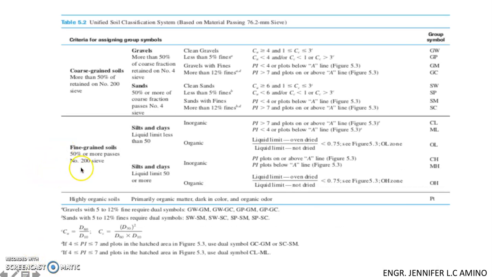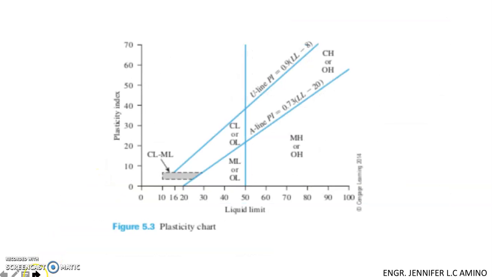This is the table which illustrates the Unified Soil Classification System based on the material passing the 76.2 mm sieve. Of course, you have two categories: the coarse-grained soil, where the passing percentage on the number 200 sieve is less than 50%, and the fine-grained soil, where the passing percentage on the number 200 sieve is more than 50%. We also have the plasticity chart, which we illustrated and discussed in our previous discussion. You have here the graph of the liquid limit versus the plasticity index.